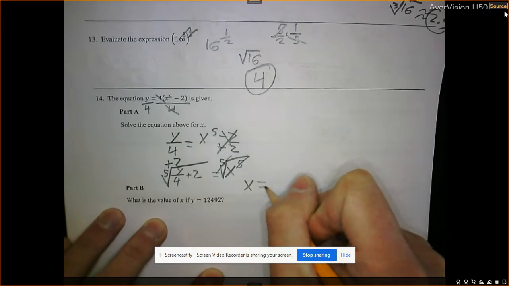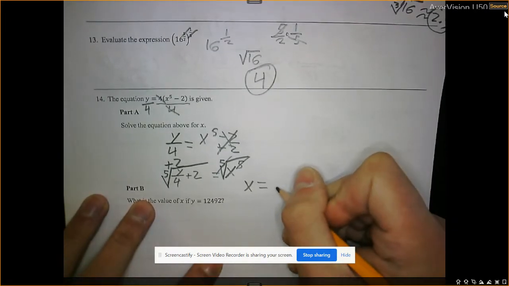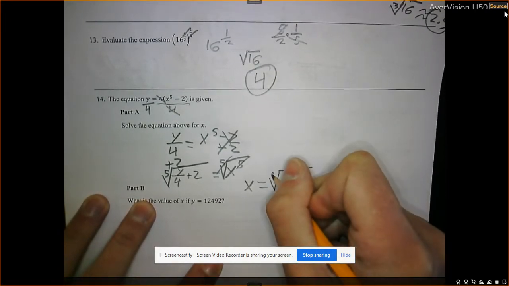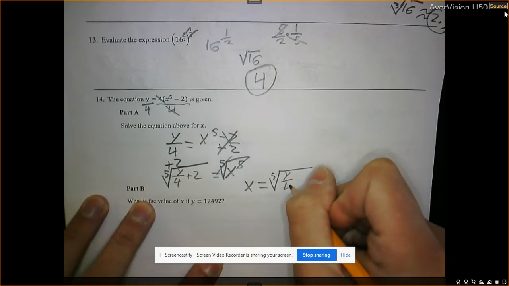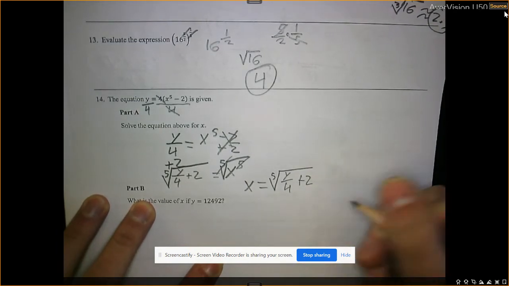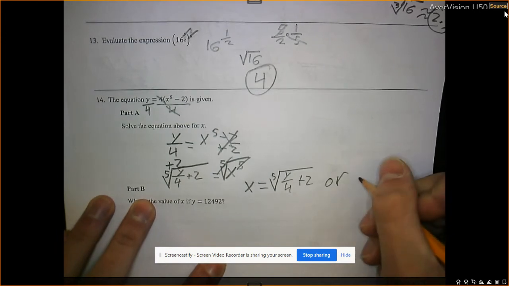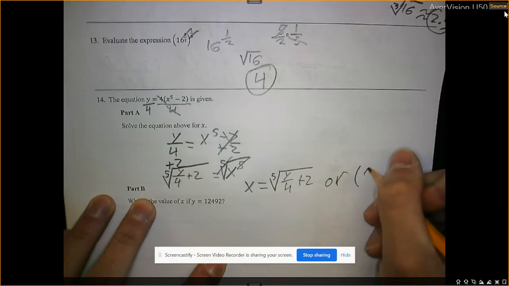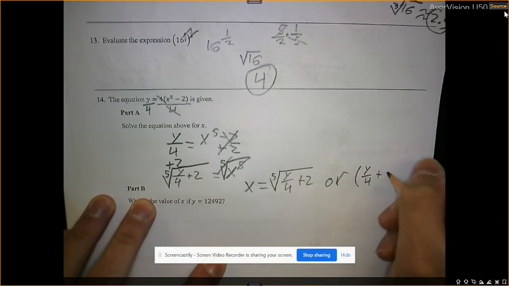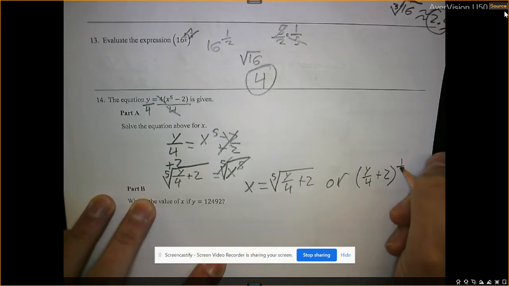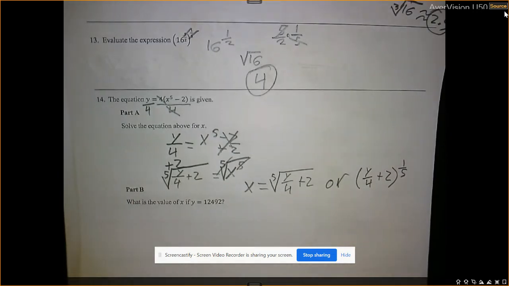So really your answer here, you could either say it as x equals the 5th root of y over 4 plus 2, or if you want to write it as a fractional exponent, you can do that too. You could say x equals y over 4 plus 2, to the 1/5, like that. So really your choice there.